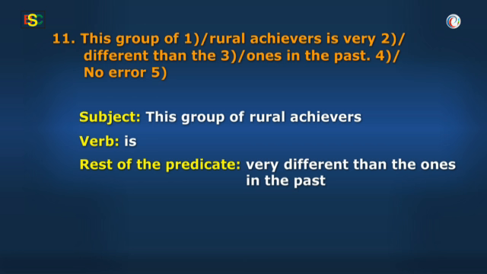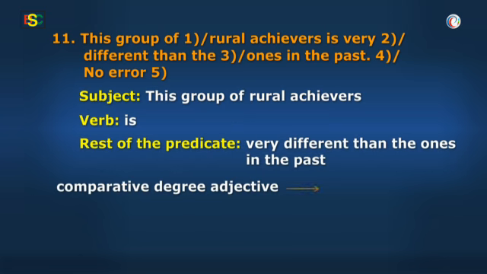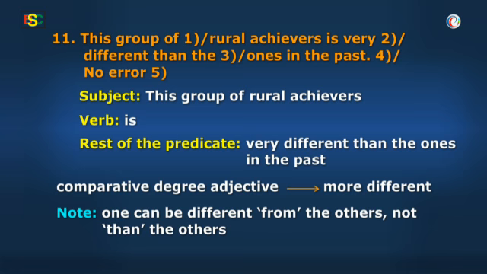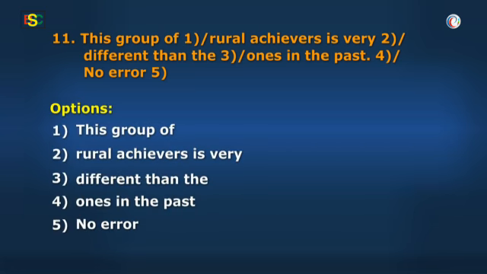I know the conjunction than implies that there must be a comparative degree adjective present in the sentence. But here it only says very different, which is not a comparative. The comparative would have been more different. And in this case, we would have gone ahead with than. And the point to remember is that one can be different from the others, not than the others. Very good, Vidya. You are right. So the option number 3 is the right choice.